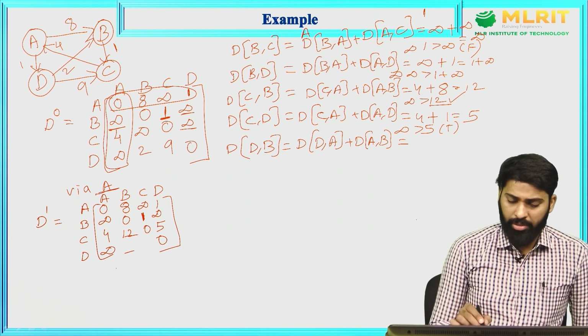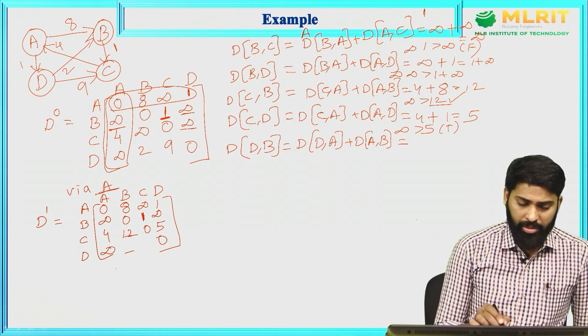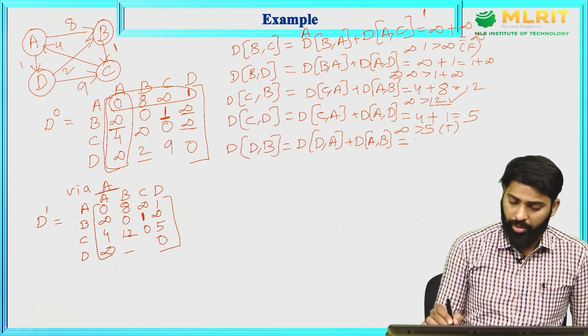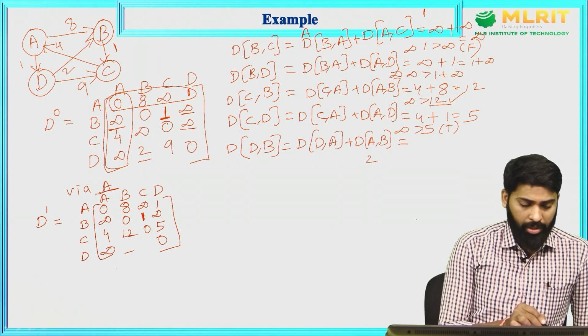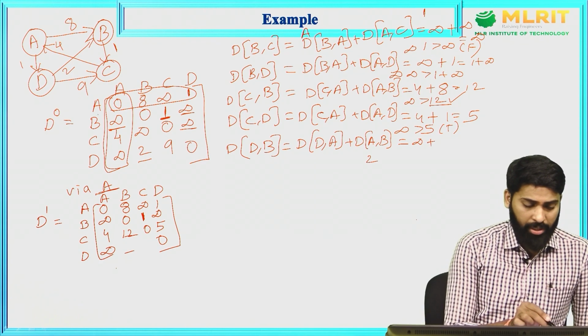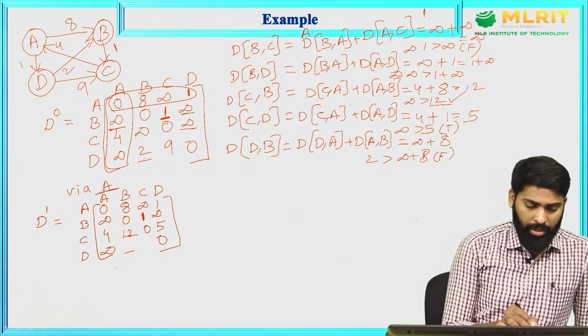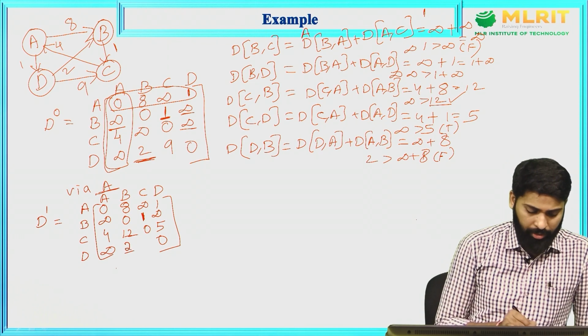Okay, so what is distance of D to A? D to A is... so what is the actual value of distance of D to B? 2. Okay, I write here 2. Now distance of D to A is infinity plus distance of A to B is 8. So 2 greater than infinity plus 8? False. So I store same value 2 here.